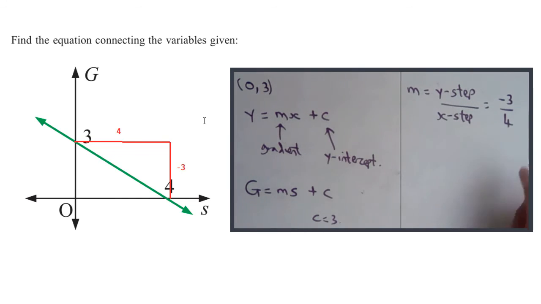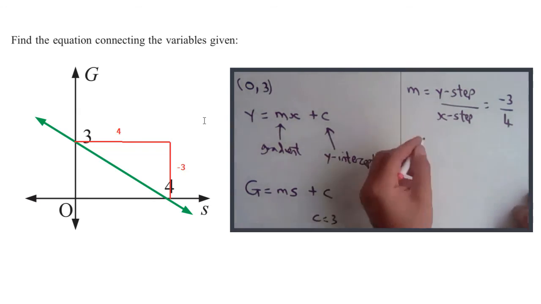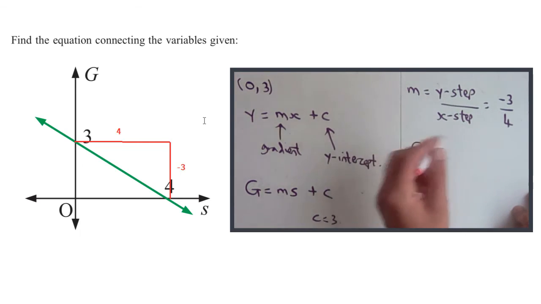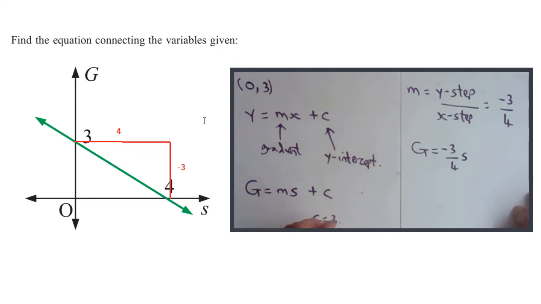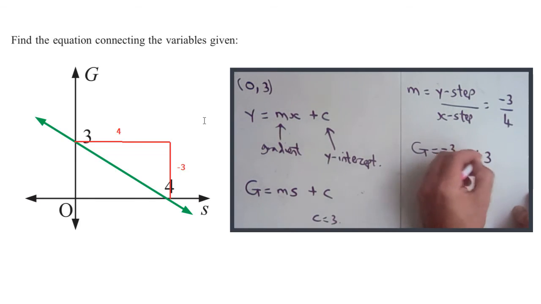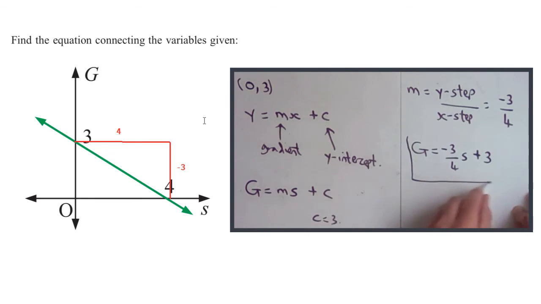Right, so now we have m and we have c, so now we can just write in g equals ms plus c. So the equation is g equals minus 3 over 4 s plus c. C is 3, so plus 3, and that's it. It's no different to if you had x's and y's, but you do need to recognize that you don't have x's and y's.